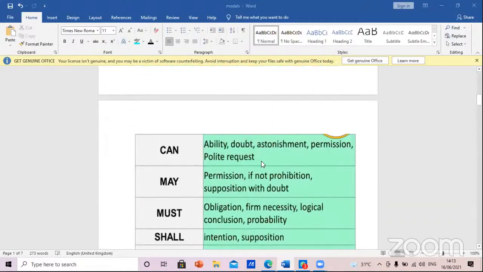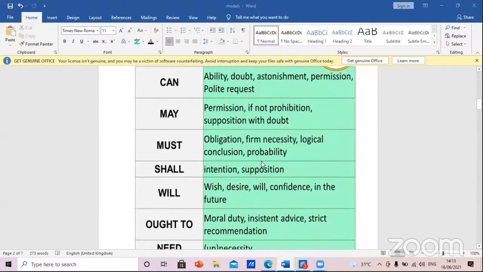Okay, then for more discussion, I'll show you this one. You can understand the usage of each modal, right? Okay, let's see. Can, right? We use can to show ability, right? Or doubt, astonishment. Astonishment means something sudden happened, right? We are surprised like that, right?